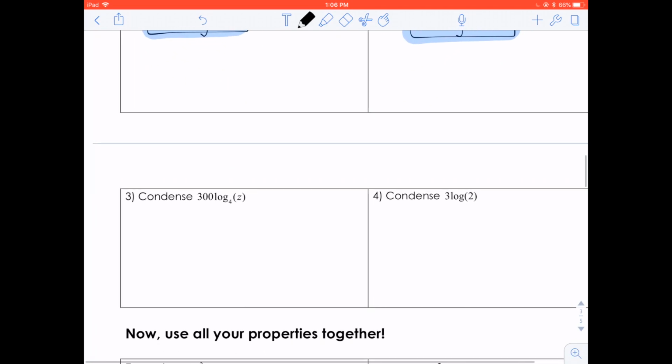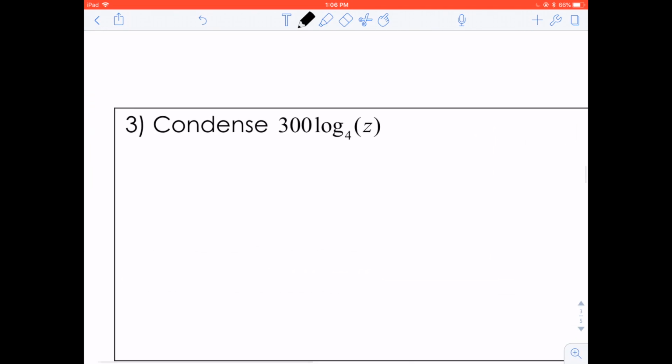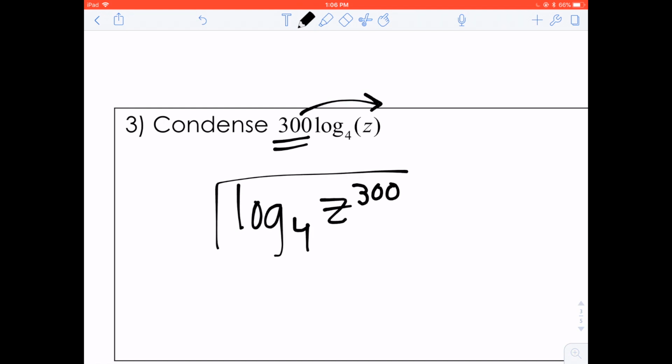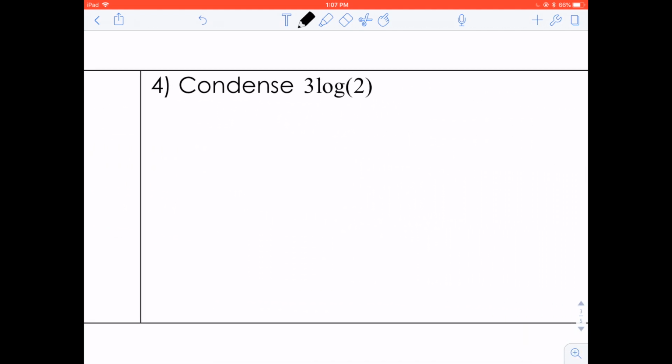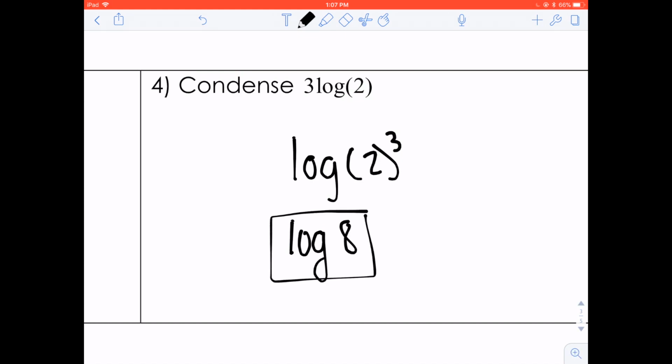Our last two on this product or power property are going to be condensing. So all we have to do is put 300 to the exponent. So it becomes log base 4 of z to the 300. And we're done. Go ahead and try number 4. All right, number 4, we get log of 2 to the 3rd. What is 2 to the 3rd? We know it's 8, so we get log of 8.